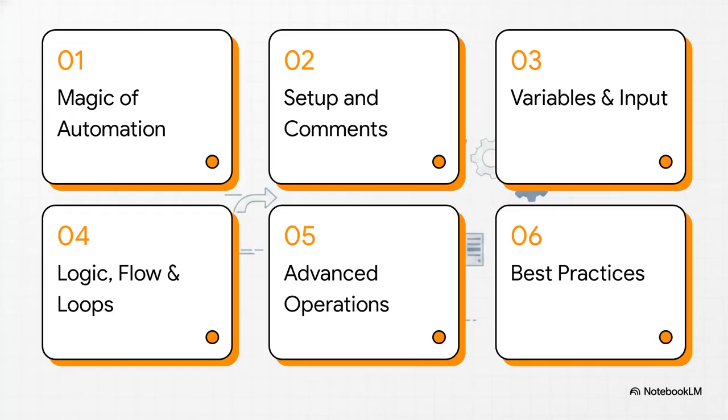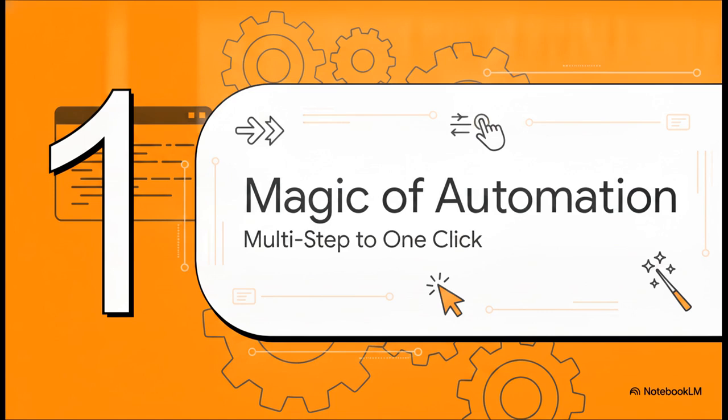Here is our roadmap for today. We have 6 parts. 1. The magic of automation. 2. Script setup and comments. 3. Variables and user input. 4. Logic, flow, and loops. 5. Advanced operations and errors. And finally, 6. Batch scripting best practices. Let's jump right into Section 1, the magic of automation, turning multi-step jobs into one click.